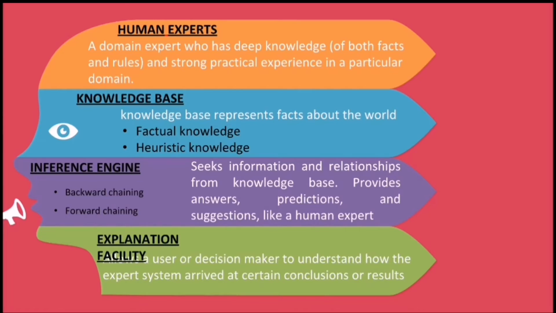Thirdly, inference engine. The inference engine seeks information and relationships from the knowledge base and provides answers, predictions, and suggestions like a human expert. It has backward chaining and forward chaining. What is backward chaining? Backward chaining starts with a conclusion and works backward to supporting facts, while forward chaining starts with facts and works forward to conclusions.